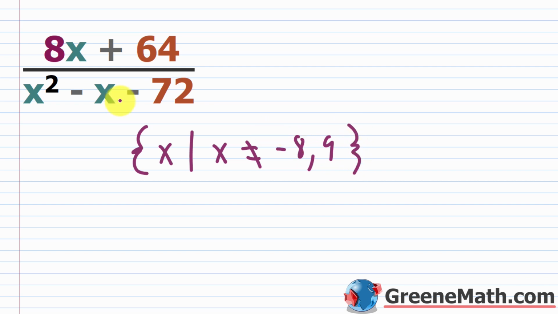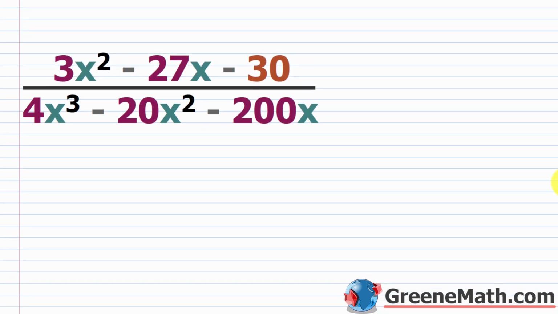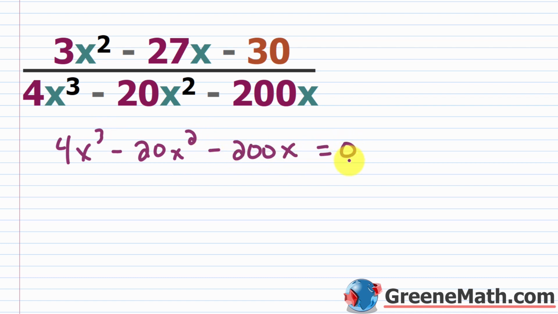So any other real number that you want to plug in for x is good, except for these guys. Okay, let's look at problem number 6. So we have 3x squared minus 27x minus 30 over 4x cubed minus 20x squared minus 200x. So again, let me just take this denominator, 4x cubed minus 20x squared minus 200x, and let me set that equal to 0.